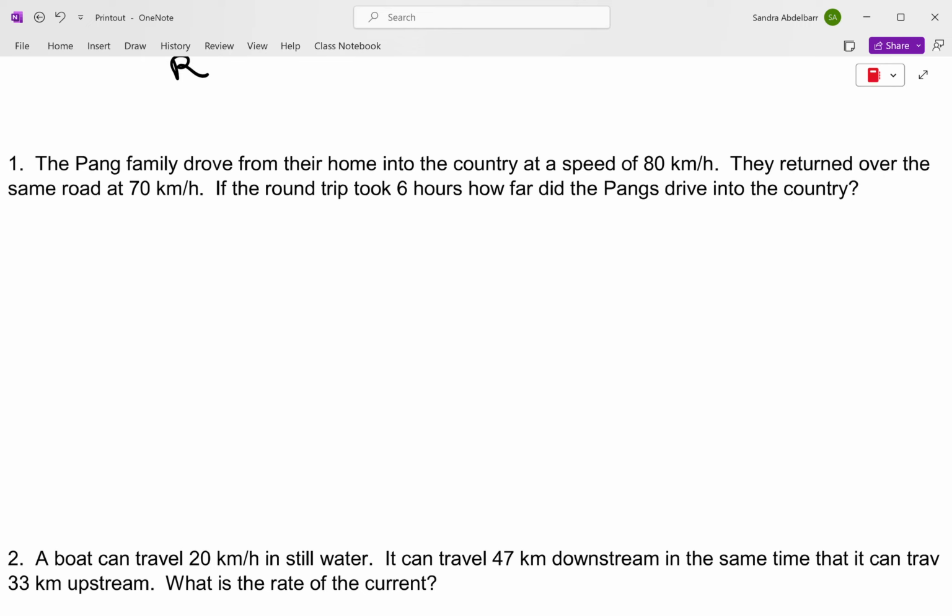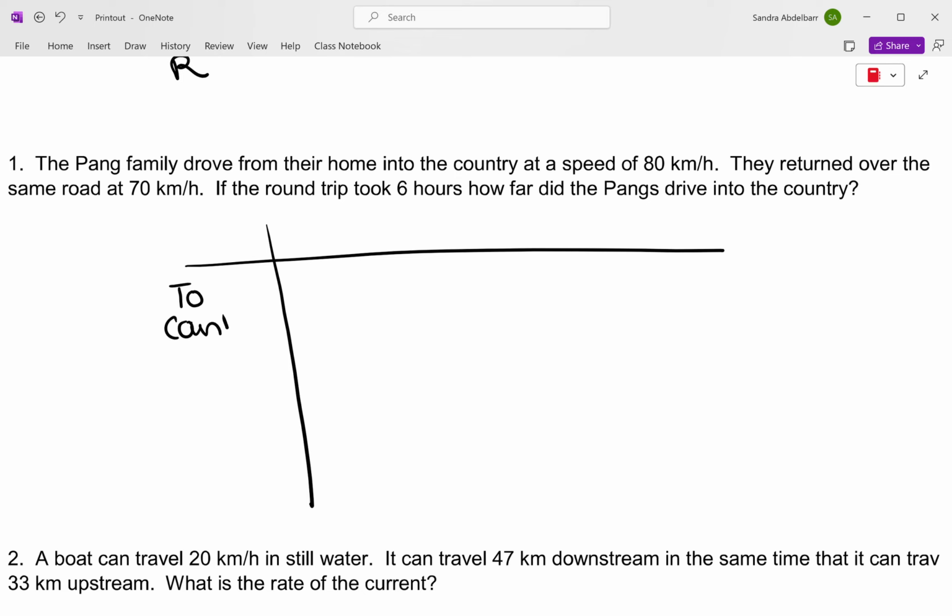All right, so question for you. They said the round trip, meaning to the country and back home, took 6 hours. Can I just say, okay, well then it took 3 hours going there and 3 hours coming back? Can I do that? Why no? Noah? Because they're going at different speeds, so it could take different time. Yeah, so they're going at different speeds, which means they're going to take different amounts of time. The faster speed will be less time.